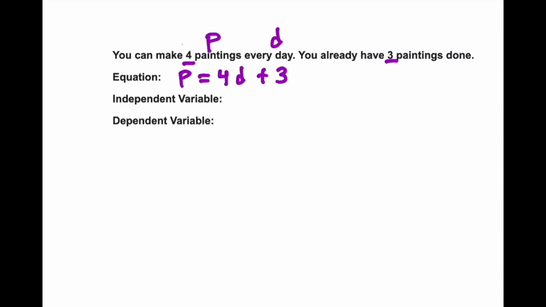The independent variable, or the input, is going to be days. And our dependent variable, or what's going to change based off the amount of days, is going to be the total paintings.